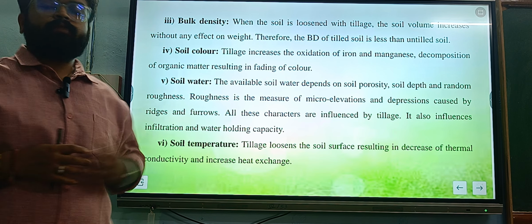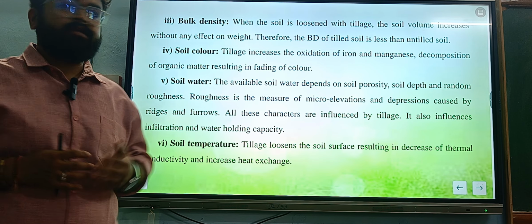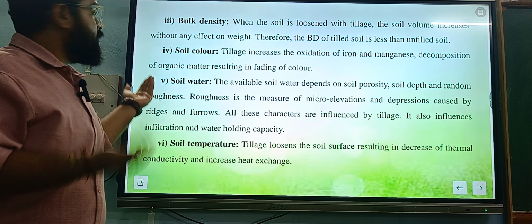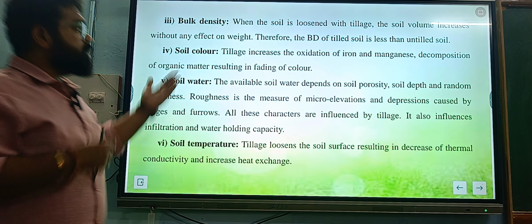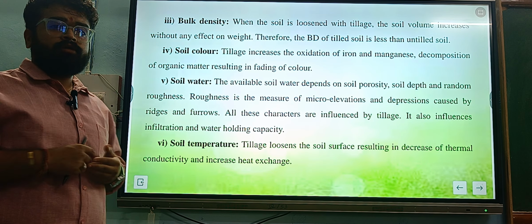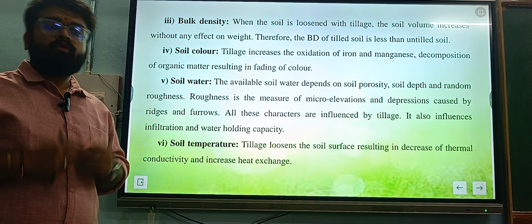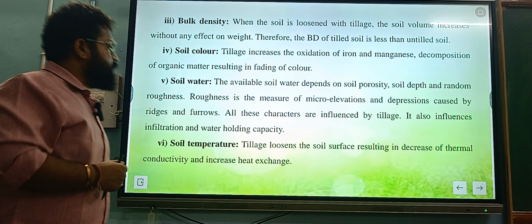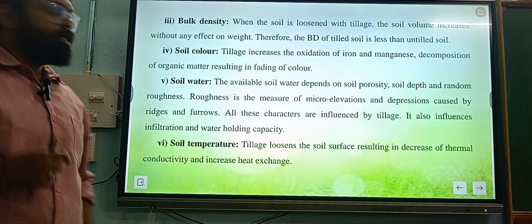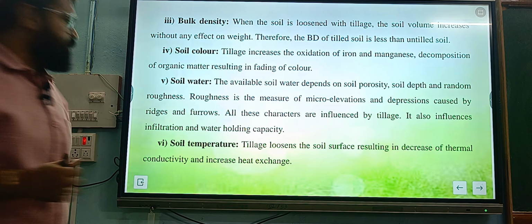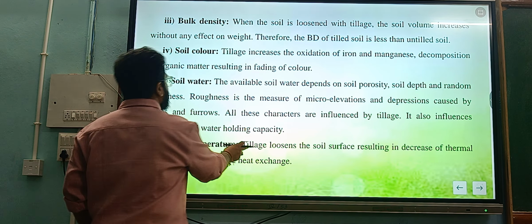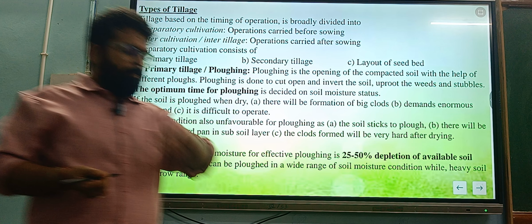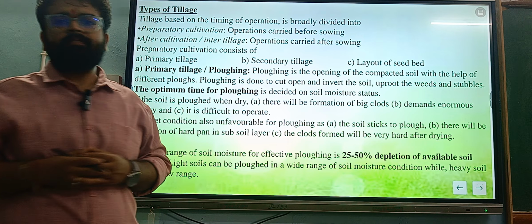If we are talking about the effect of tillage on the soil physical properties, we discussed the various properties such as pore space, soil structure, bulk density. Generally, bulk density decreases with the tillage, soil color changes because of oxidation of iron and manganese, then soil water holding capacity increases under tillage operations, and soil temperature, tillage loosens the soil surface, resulting in decrease in thermal conductivity. It increases the heat exchange. So after this, in part 2, we will study the types of tillage.